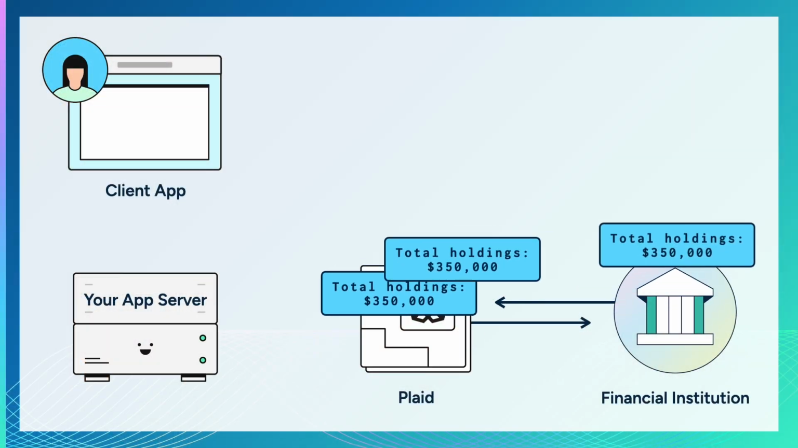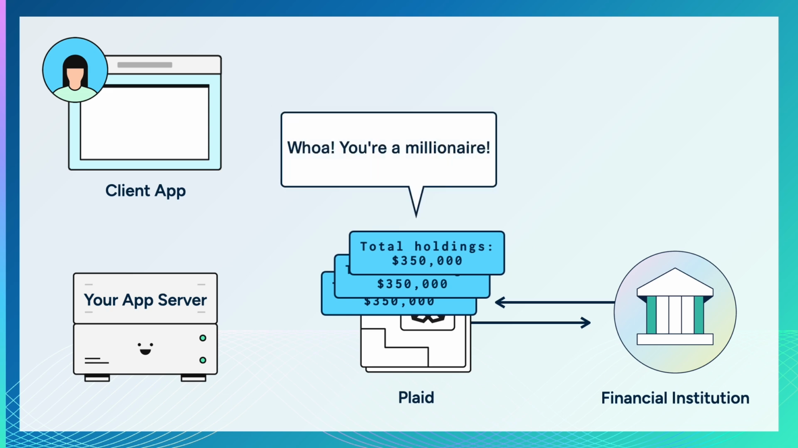So why is this bad? Well, one reason is that it might confuse your app. If you're building some kind of wealth management software and your user connects their brokerage account multiple times, they're going to have an amazing but kind of inaccurate net worth.